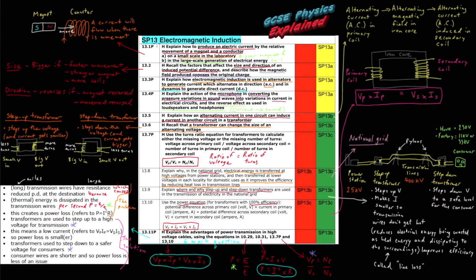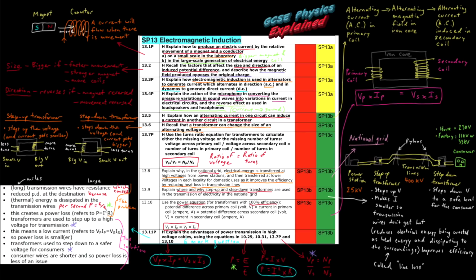Unit SP13, Electromagnetic Induction. You can see these bits are yellow and the rest is definitely going to be on the exam in green. Explain how to produce an electric current by the relative movement of a magnet and a conductor, first of all on a small scale in the laboratory and in a large scale generation of electrical energy.